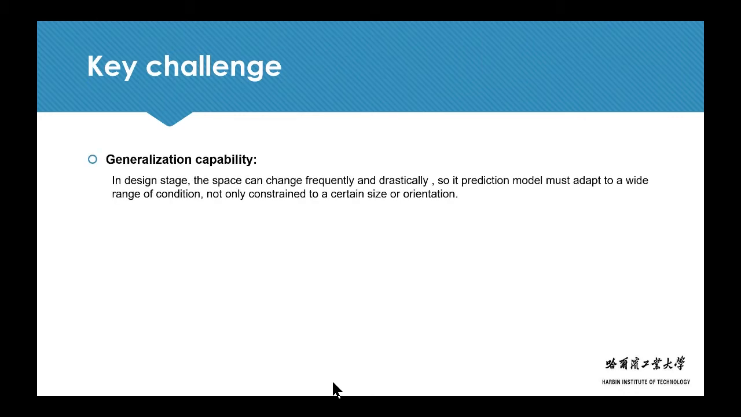The first is about the model's generalization capability. Previous researchers have used machine learning models to predict daylight in building environments. In the design stage, the space can change frequently and drastically, so prediction models must adapt to a wide range of conditions, not only be constrained to a certain size or orientation.